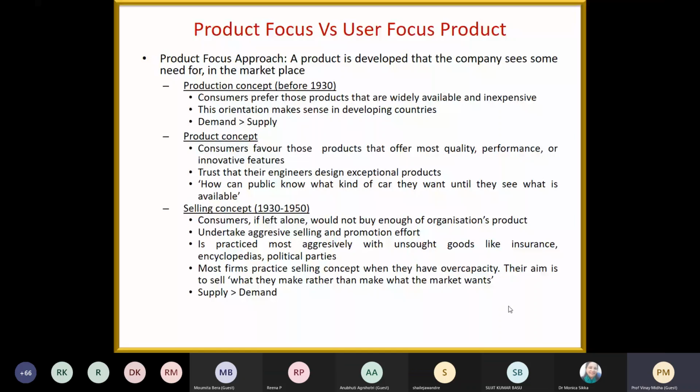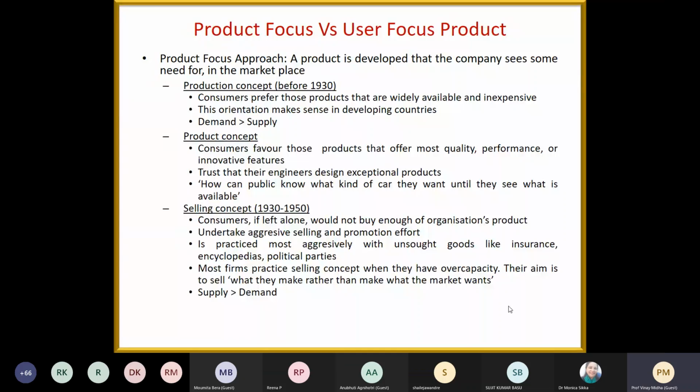Earlier it was being done in the form of the production concept, which was focused on the product. In that case, the company sees some need from their point of view, and they make a product and bring it into the market. That is what was happening before the Industrial Revolution, before the 1930s, you can say, or in the case of the product concept also. In these cases, the demand for the products was more and the supply was less. So the products were made according to the company's viewpoint, brought into the market, and people started purchasing them.